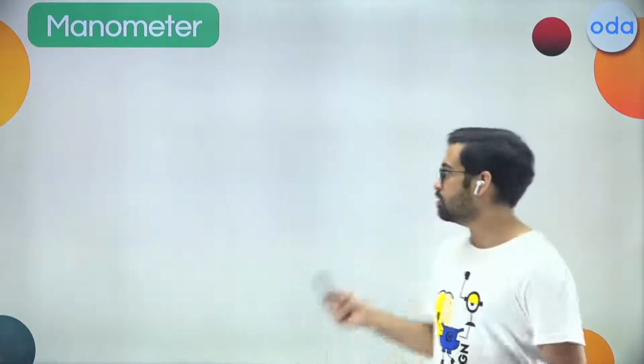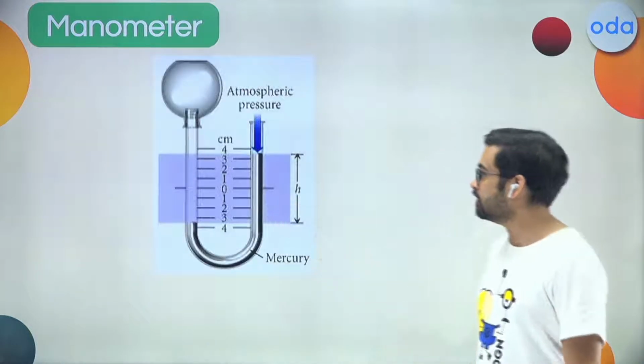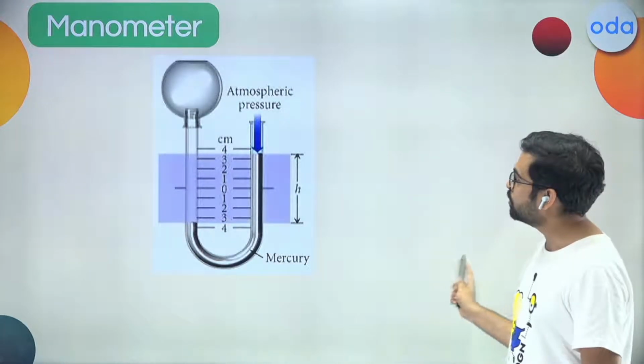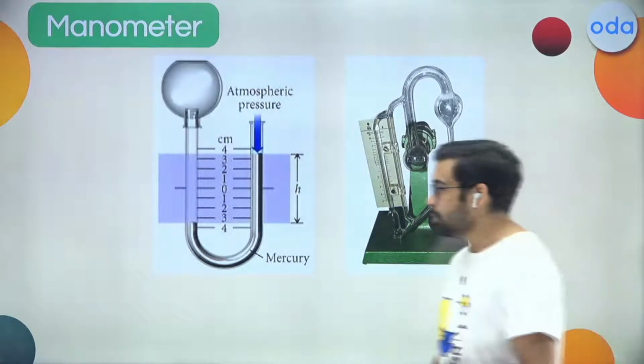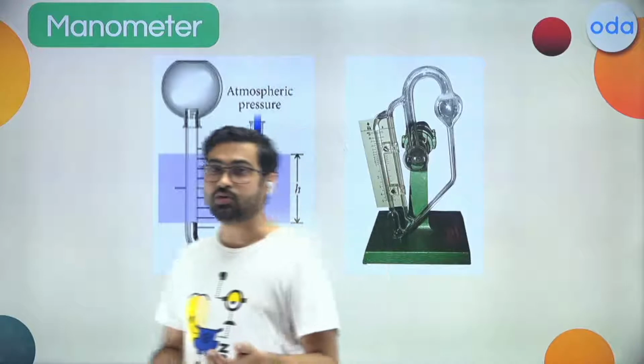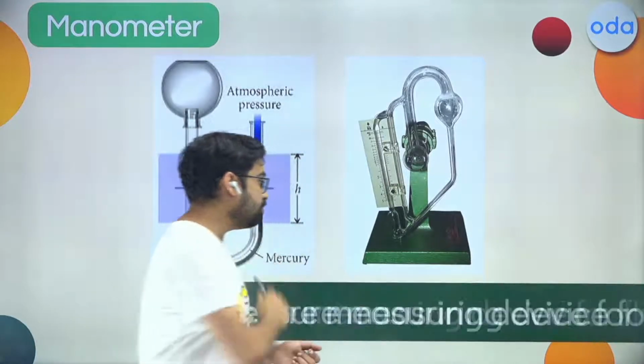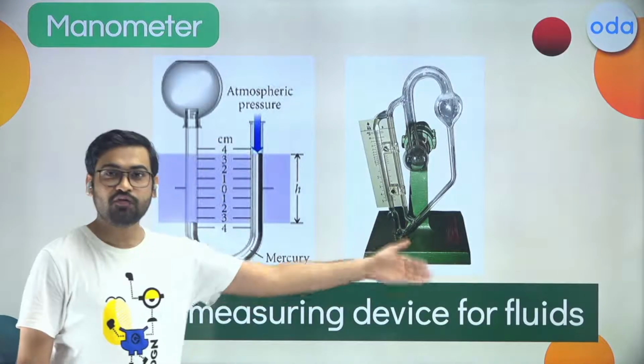Now, what exactly is a manometer? It looks something like this. This is a U-tube manometer, and similarly, you have another manometer over here. But what is its function? What exactly will it do? It will actually measure the pressure in fluids.